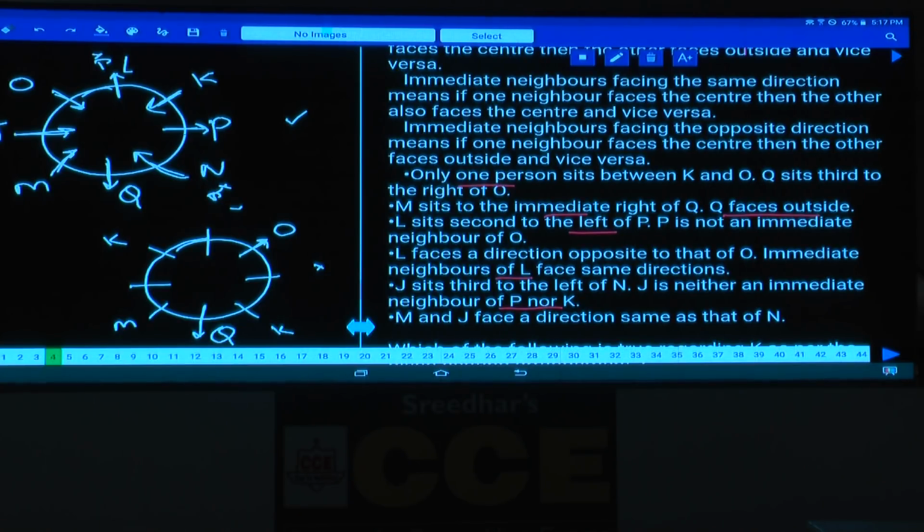Done with this? Now this is how these 8 persons were seated around this circular table. Some of them are inward and some of them are outward. Let's write down this arrangement. O is facing the center. Question numbers 4 to 8, these 5 questions are based on this circular arrangement.